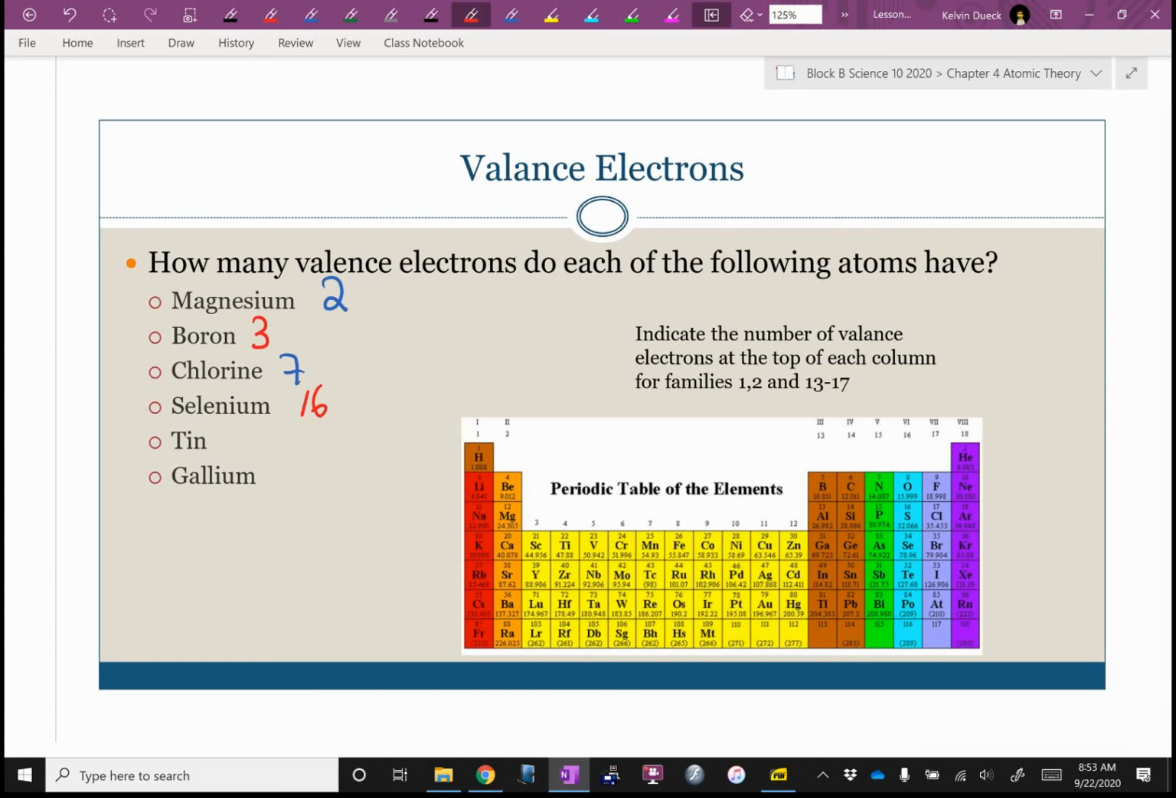Why SN and not T? It's a Latin word, I think. Not all elements were discovered by people who speak English.